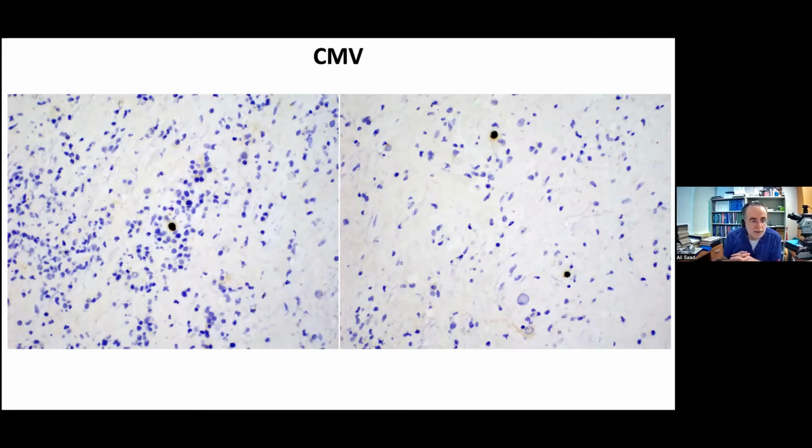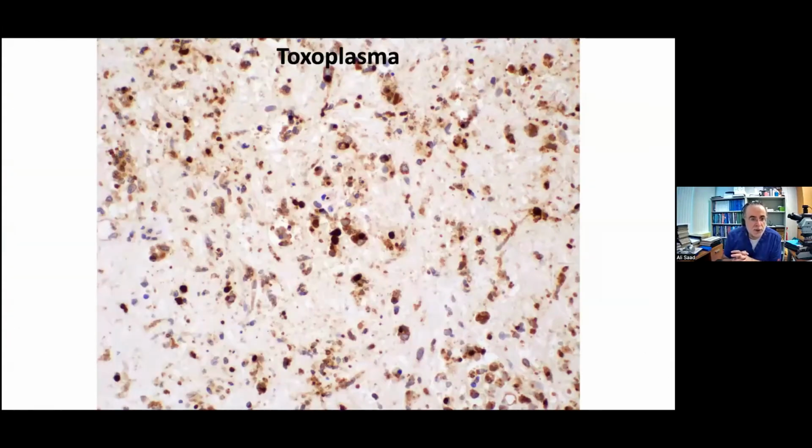Next slide. And CMV, here I'm showing you two images showing some cells that are CMV positive. So we call this CMV encephalitis. I believe this is the last slide. Toxoplasma was equivocal because of the necrosis. Necrotic cells pick up the stain, so it makes it very difficult to determine whether it is positive in reality or just false positivity. So we called it equivocal, and we recommended additional studies.